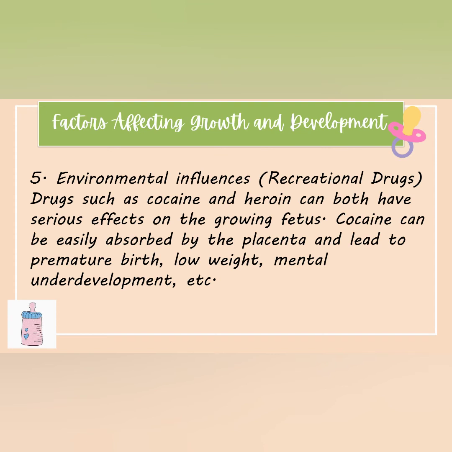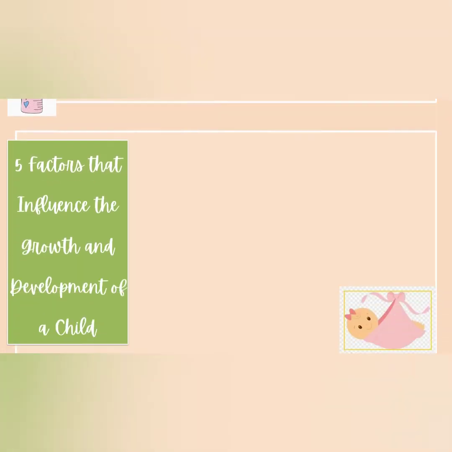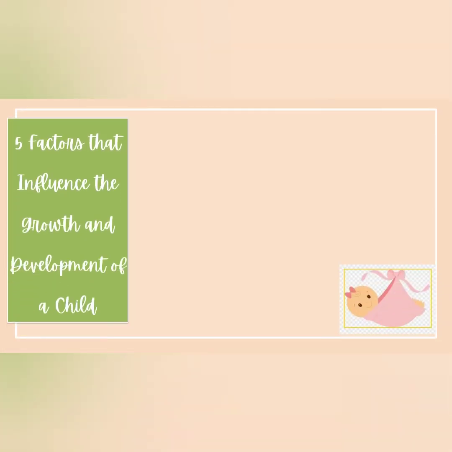Factors affecting growth and development. Last is the environmental influences or recreational drugs. Drugs such as cocaine and heroin can both have serious effects on the growing fetus. Cocaine can be easily absorbed by the placenta and lead to premature birth, low weight, mental underdevelopment, and etc. So here are the other 5 factors that influence the growth and development of a child.